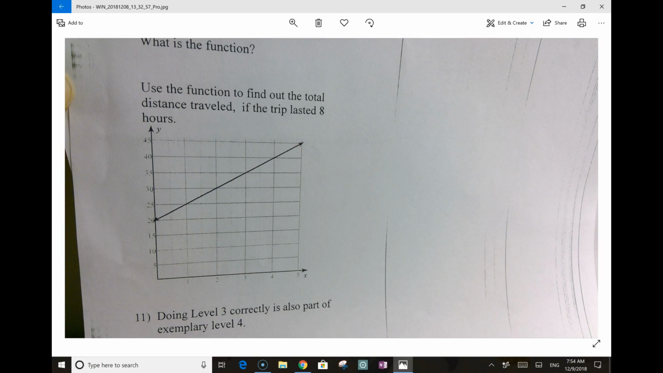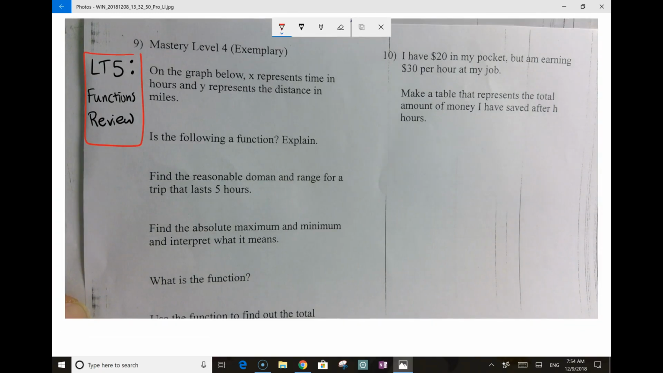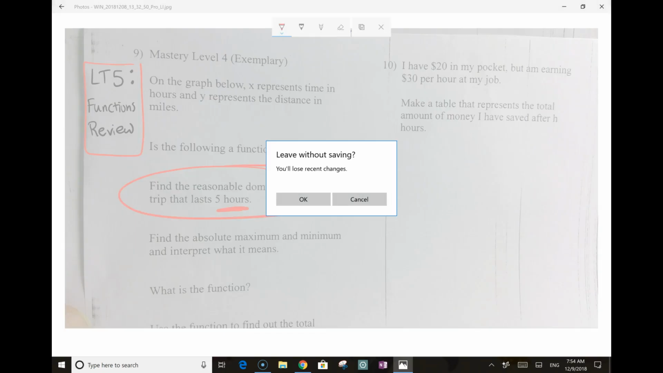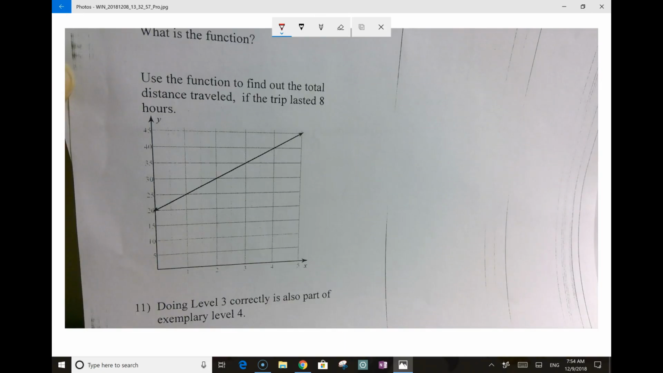Let's take a look at the next question, which was, find a reasonable domain and range for a trip that lasts 5 hours. So it's getting very specific about what it wants us to consider here. For 5 hours is right over there. Again, this is our domain in terms of time. Domain has to do with the horizontal width of the graph. So how wide is the graph from its beginning to its end? This graph starts there and ends right there.